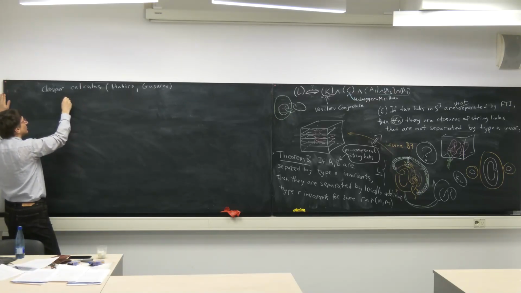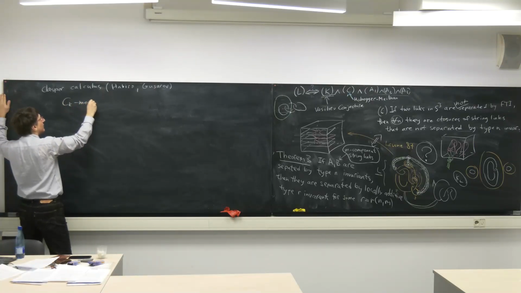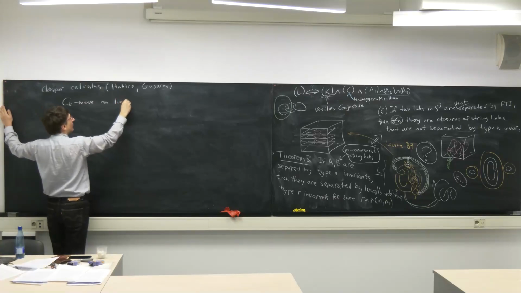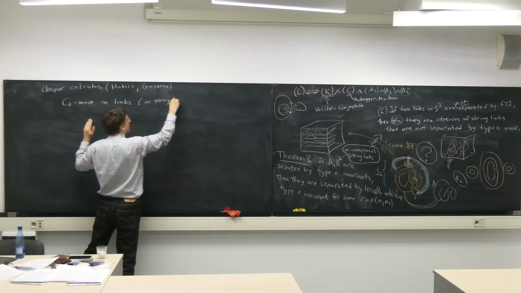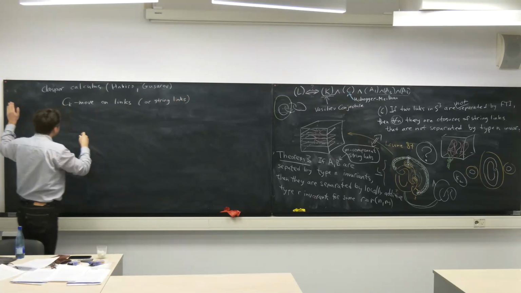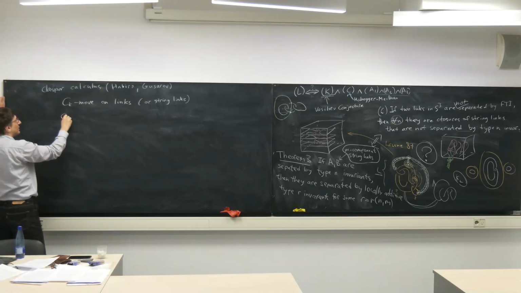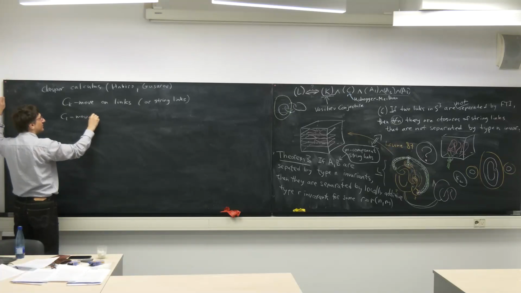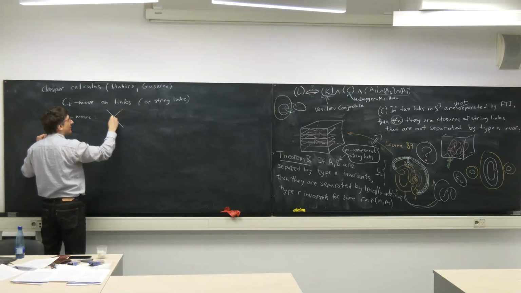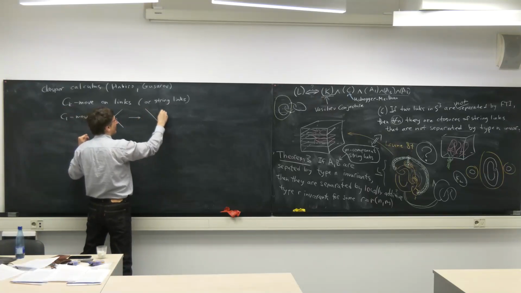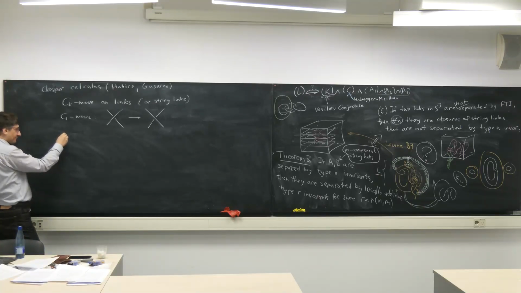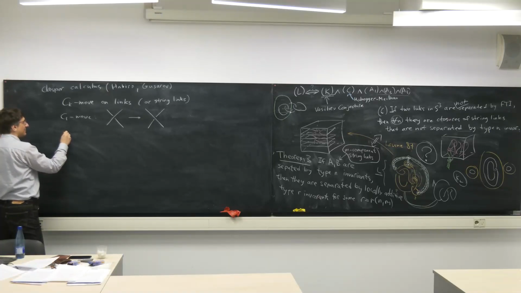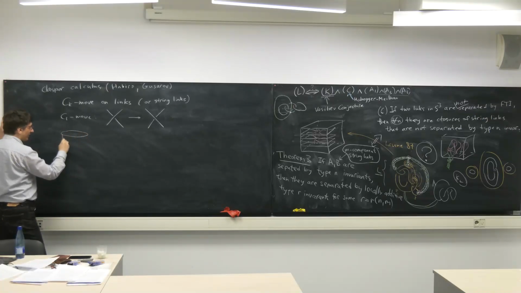So, I want to define a CK move on links or string links. So C1 move is this. Your favorite move. So how to define a CK move? To define a CK move, I need to draw the following picture.